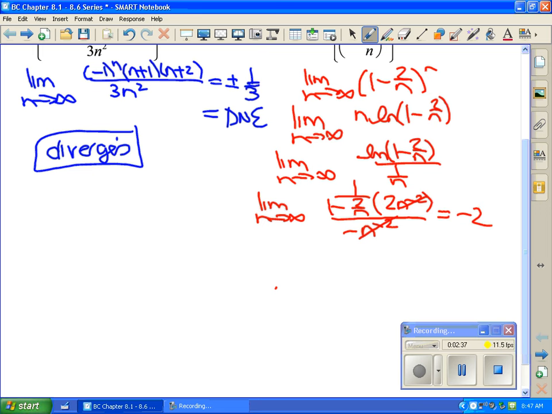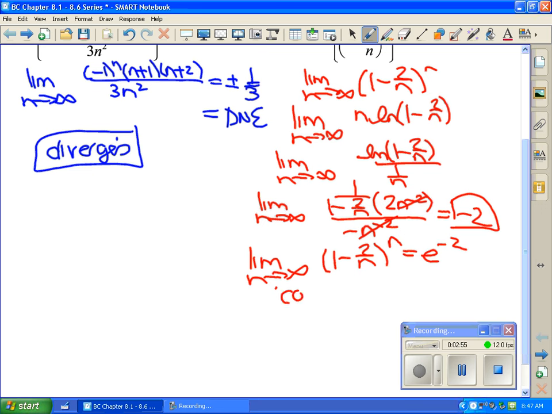Now, keep in mind that this is not what our original problem was. Our original problem was the limit as n approaches infinity of 1 minus 2 over n to the n. So since I got negative 2 from using the ln technique, this is actually going to equal e to the negative 2. But it's still a value, which means that this particular sequence converges. So anytime you want to prove that a sequence converges, all you need to do is prove that the limit exists, and then you're done.